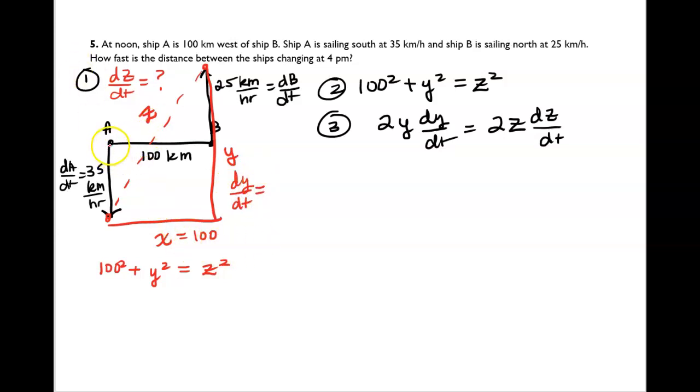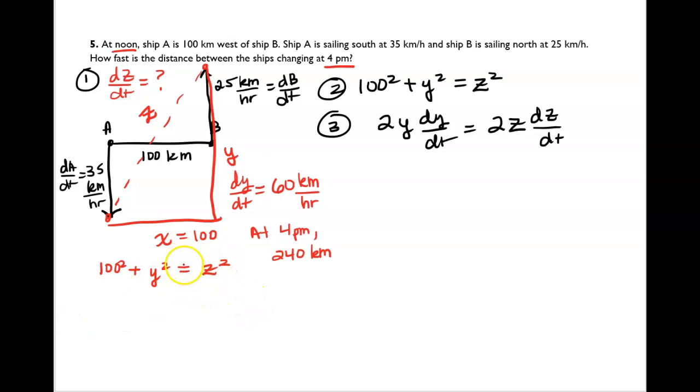So we know ship A is sailing south at 35 kilometers per hour, and ship B is sailing north at 25 kilometers per hour. So each hour, they would be the sum of that apart. So they would be 60 kilometers per hour apart. So that is their vertical rate of change. And in order to figure this out at 4 p.m., we knew that this was at noon. So at 4 p.m., they would have sailed 240 kilometers apart vertically.